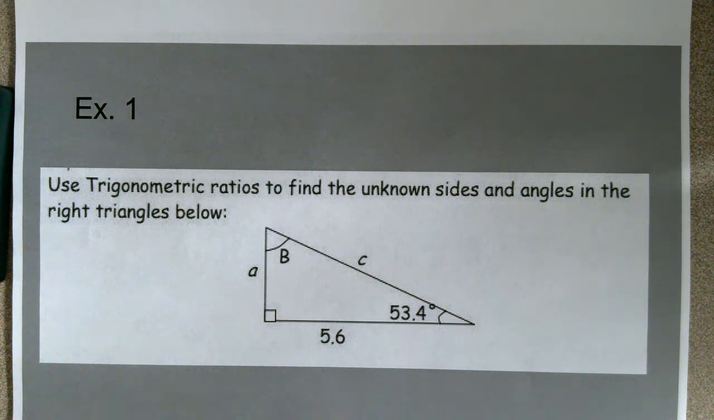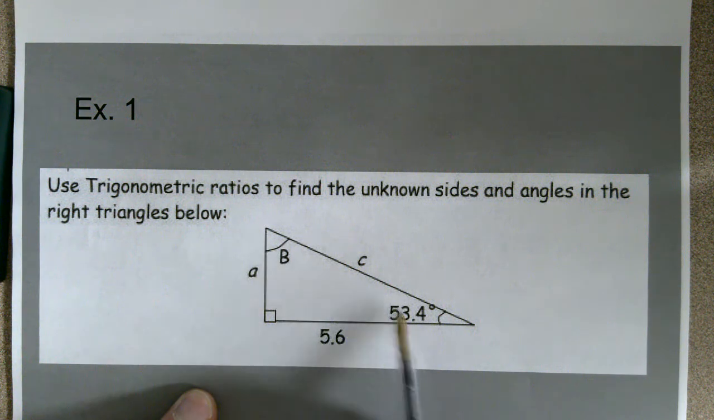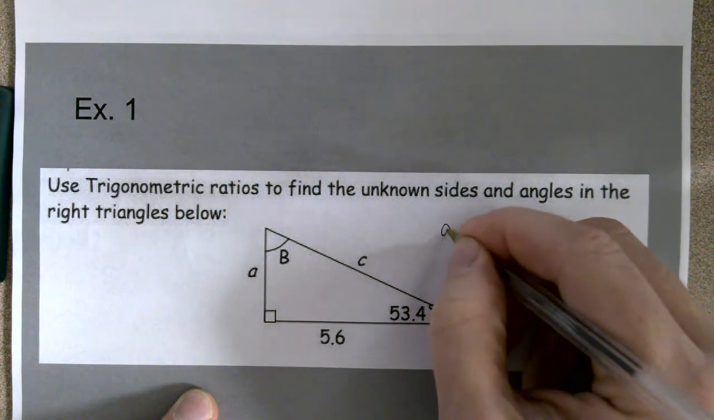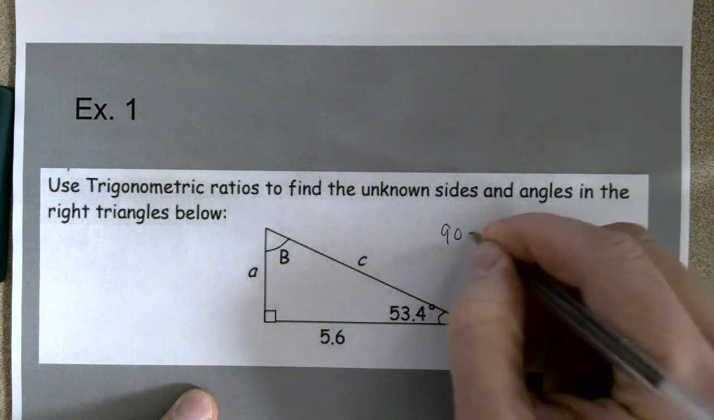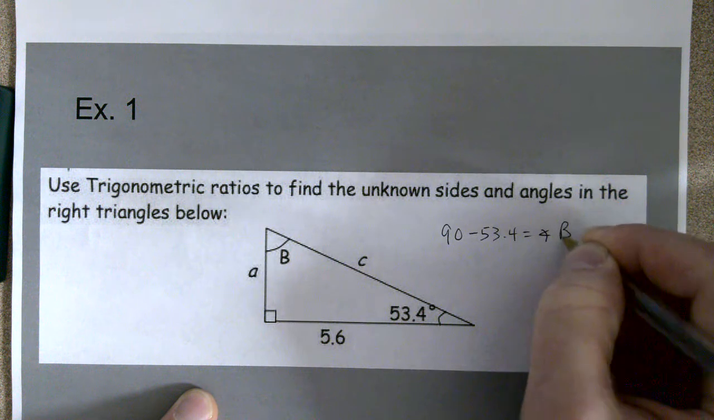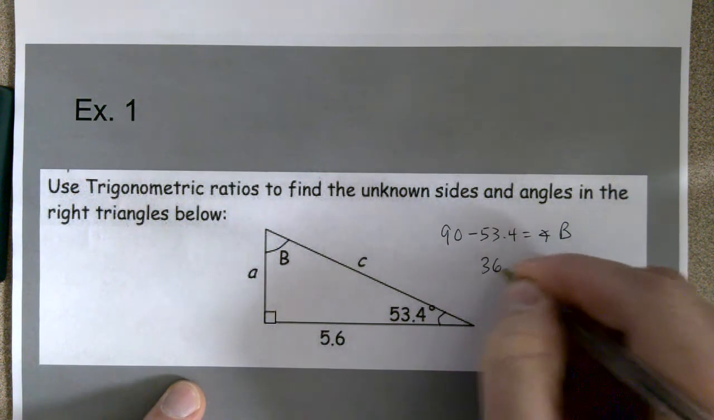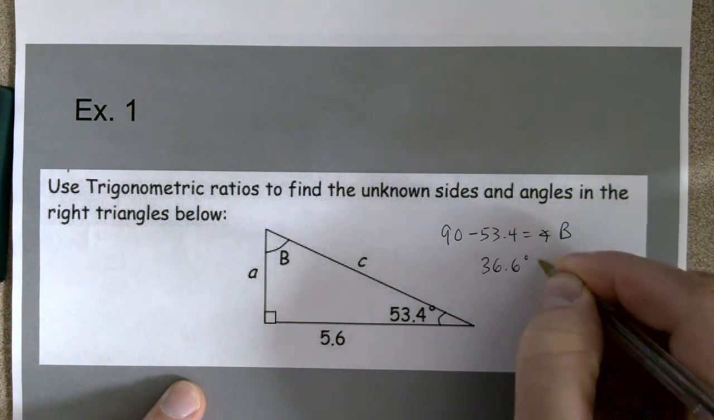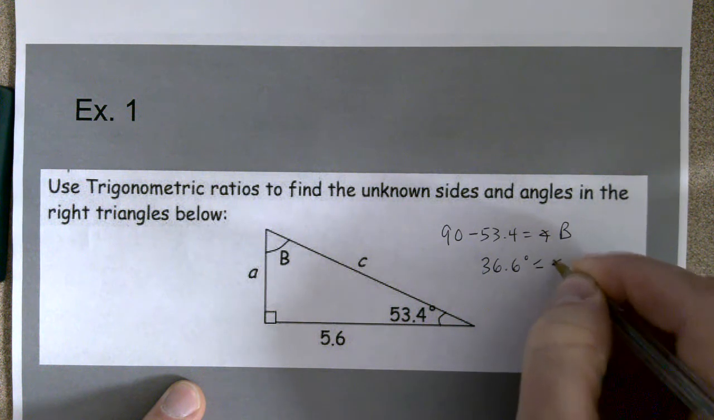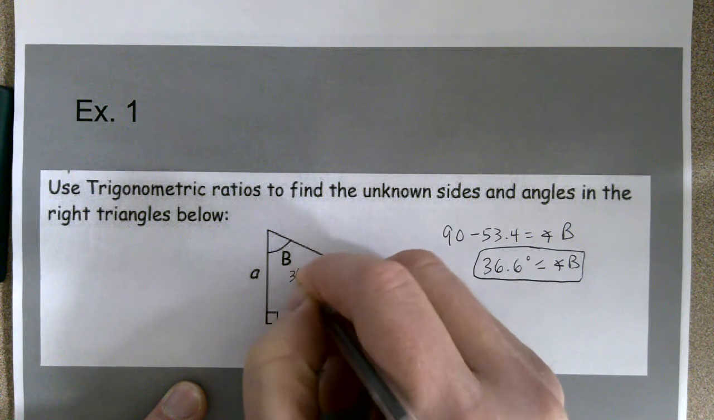So the first thing I want to do is find angle B in this picture. We know this is a right triangle, so these two angles here have to add up to 90. So to find angle B, 90 minus 53.4 is going to give me angle B. If I subtract 90 minus 53.4, I get 36.6 degrees, and that is the measure of angle B. So I can fill that into my picture.